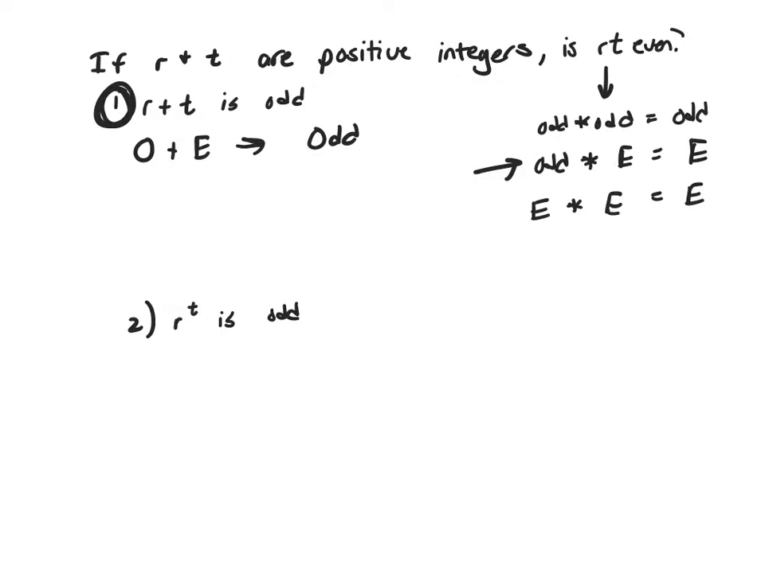Clue 2. Okay, how do you get R to the T is odd? Well, the only way you can do that, if you take an odd and you raise it to an even, it gives you an odd. It's like 3 squared is 9, 5 squared is 25. Yeah. Odd raised to even is always odd.